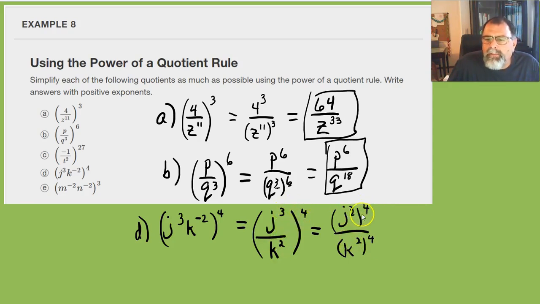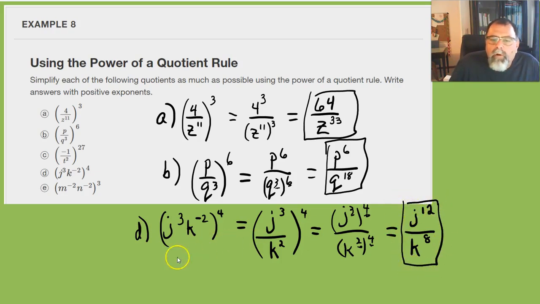And here, I was saying power to power because I was thinking this next step. Power to power, you're going to multiply. So that would be 3 times 4 is 12, and then 2 times 4 would be 8. Okay? And then again, these are different bases, so you can't do anything else. That's your answer.